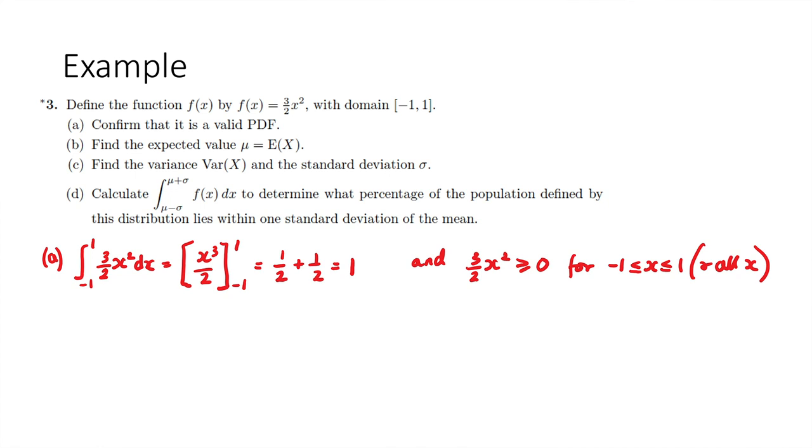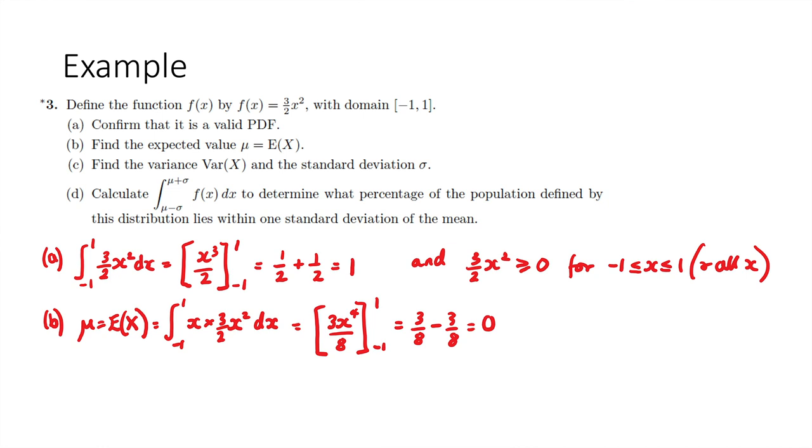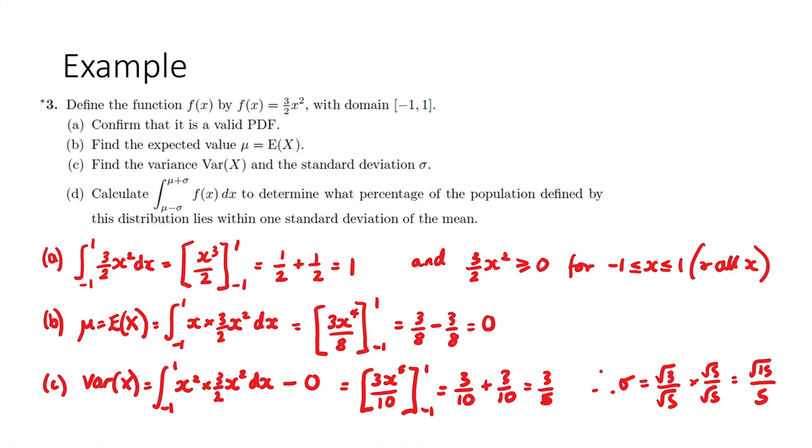Then find the expected value for it. So hold on, I've done that. I've checked that it's 1, and yes, it's positive because it's a square. So I know that it's positive all the time. Next, find the expected value. Well, I'm just applying that formula, x times f of x. Well, I was told what f of x is, so that's fine. Over this range from minus 1 to 1, done. So it's naught. Find the variance. Again, apply the formula. The standard deviation is just the square root of that.